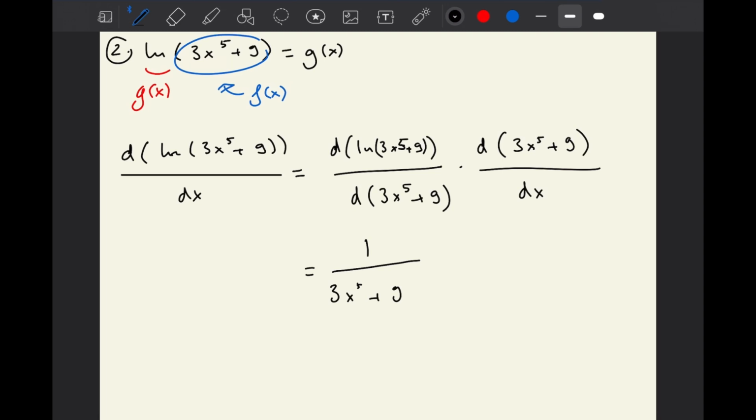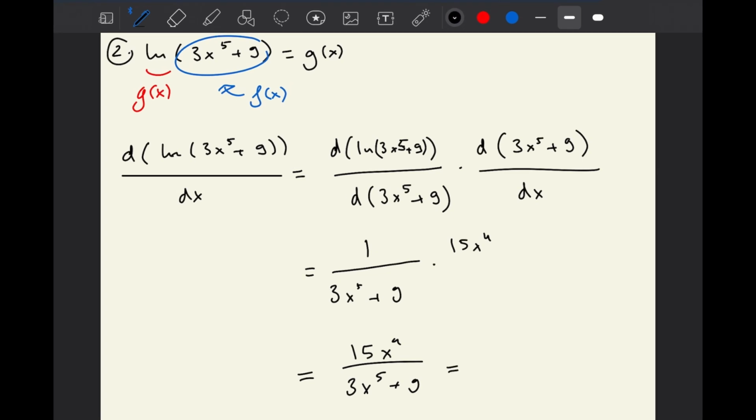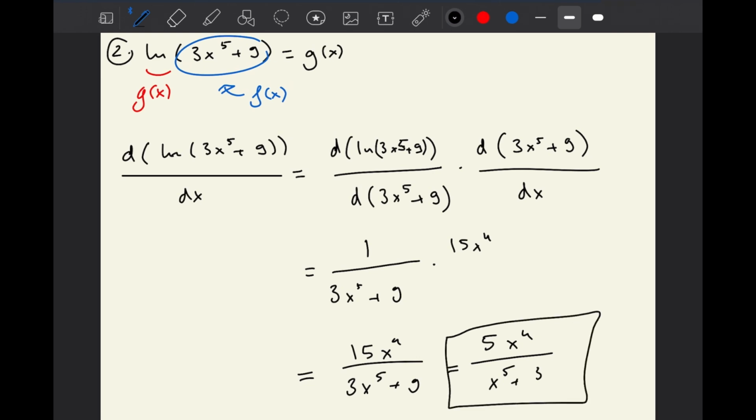So we're going to have 1 over 3 times x to the power of 5 plus 9 times the derivative of that, which is going to be 15x to the power of 4 plus 0. So our end answer is going to be 15 times x to the power of 4 over 3 times x to the power of 5 plus 9. And then you can simplify this by dividing every single term by 3. So you're going to end up with 5 times x to the power of 4 over x to the power of 5 plus 3. And that's going to be your derivative. This is the derivative of our composite function right here.